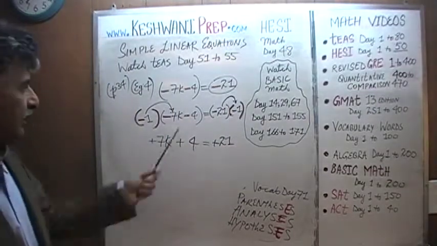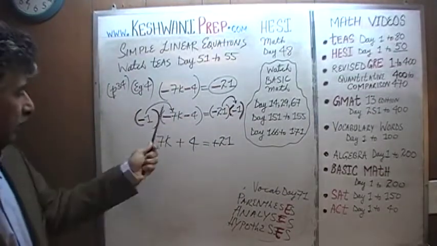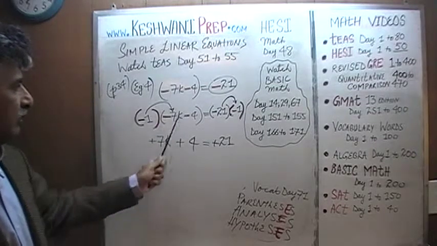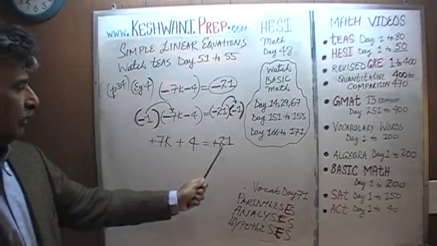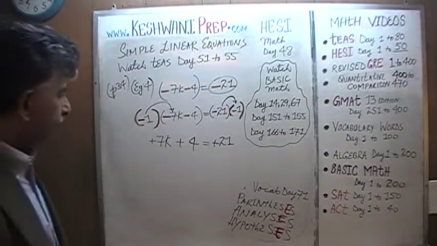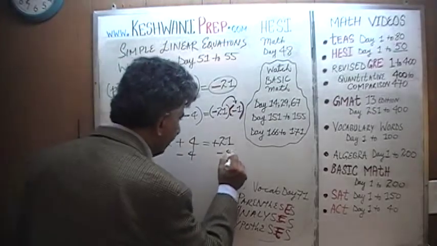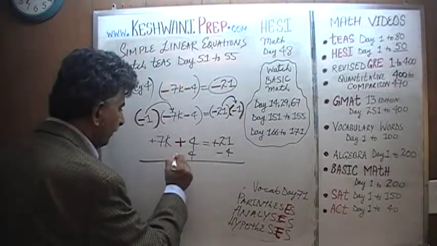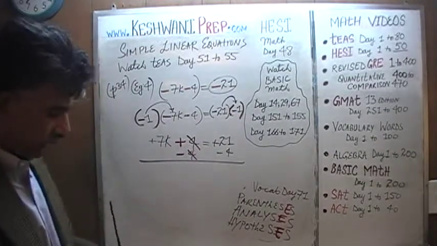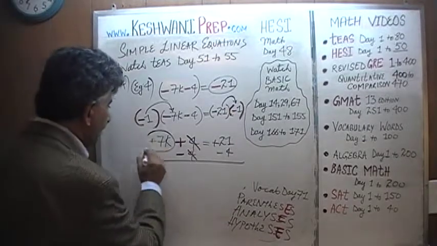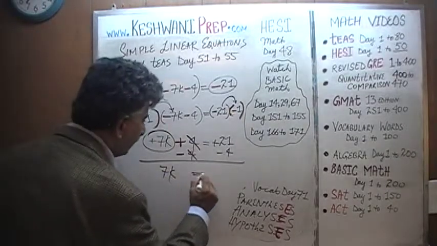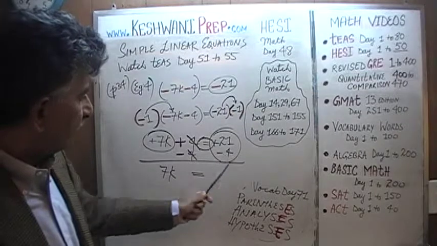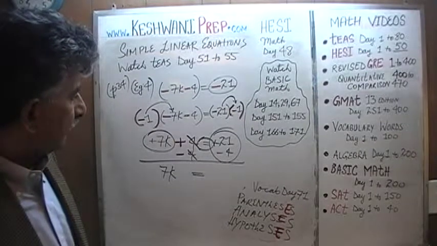This equation is much better than the original ugly thing that they gave us. By multiplying the entire equation by negative 1, we converted all the terms. Negative 7k became positive 7k, negative 4 became positive 4, negative 21 became positive 21. Now we can do what we have to do. Let's subtract 4 from both sides so that we can get rid of this positive 4. What we are left with on this side is 7k, which has to equal 21 minus 4. How much is 21 minus 4? 21 minus 4 is going to be 17.